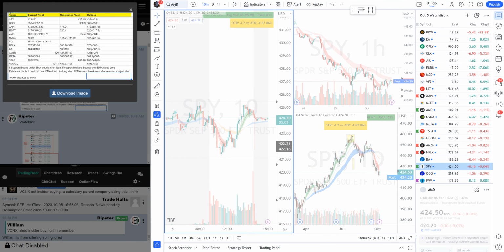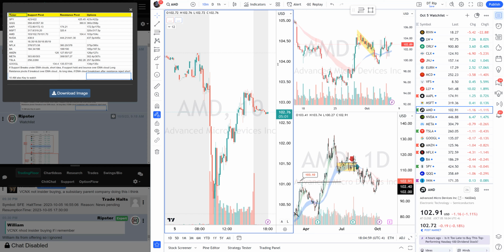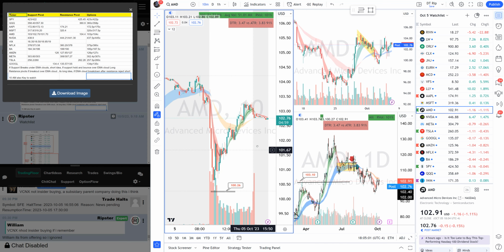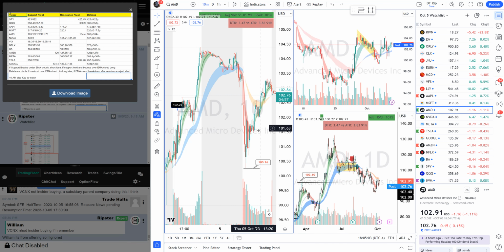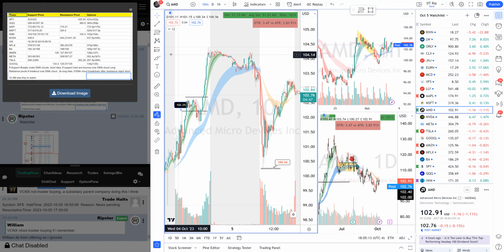Let's just look at AMD. So what is the system? First of all, what is the setup? The setup is a breakdown under EMA Clouds. Big move yesterday. Today, breakdown under EMA Clouds. Breakdown under pre-market lows with a high of the day risk.